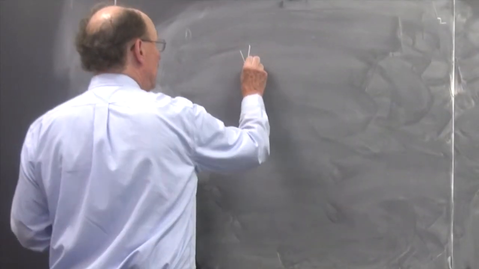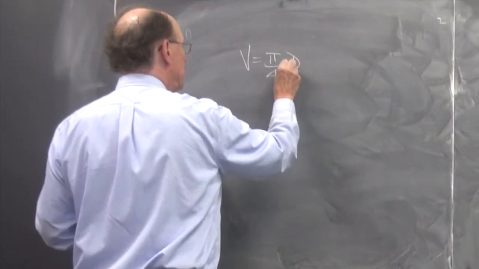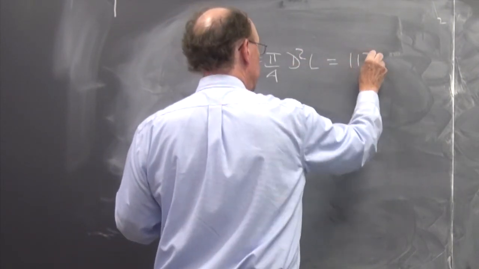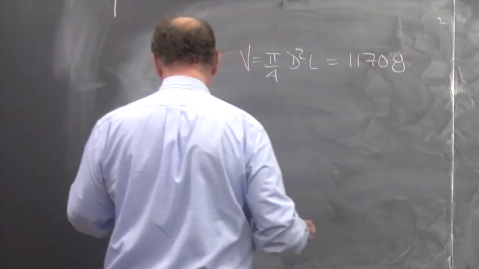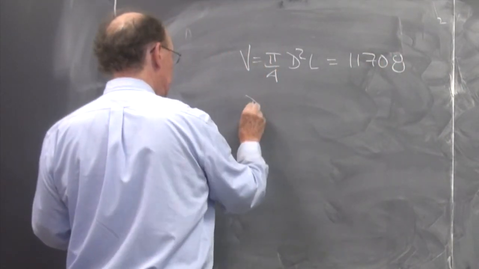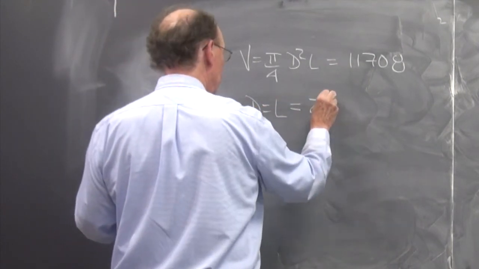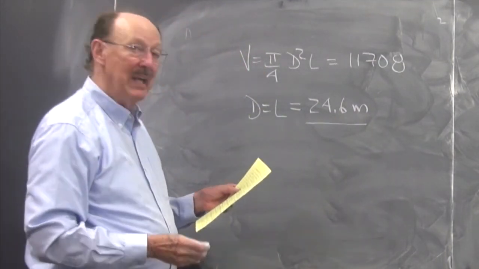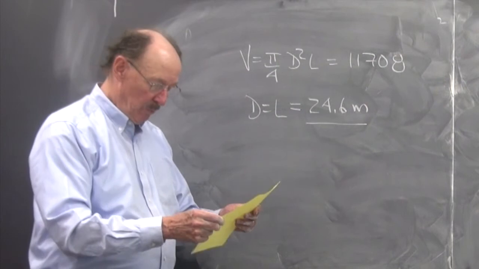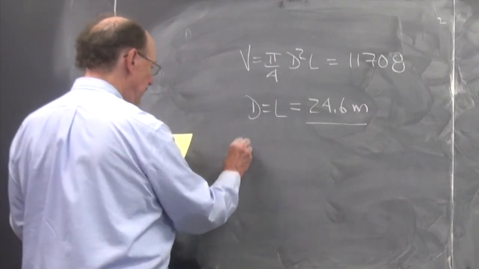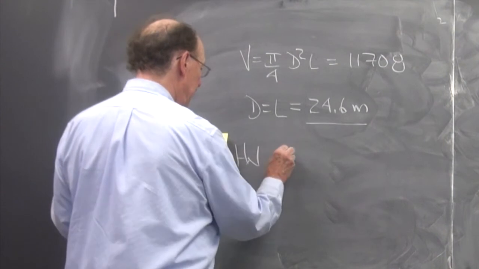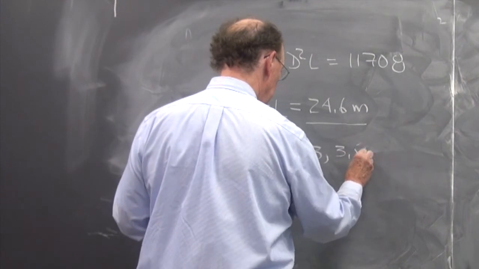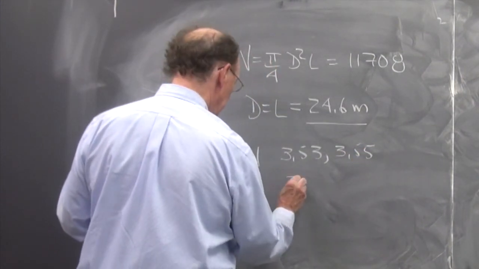And then the volume is pi over 4 D squared L, and that's equal to 11,708. If I do this, I get D equals L is equal to 24.6 meters. So that gives us our size perspective. Now, for homework, 353, 355, 361, 367.